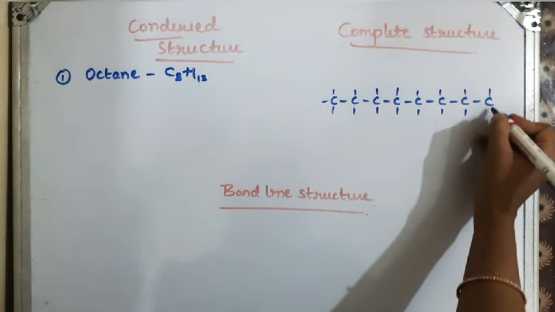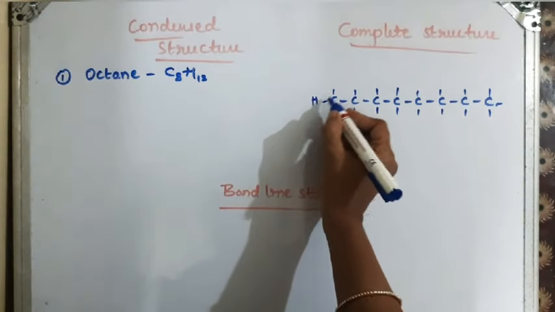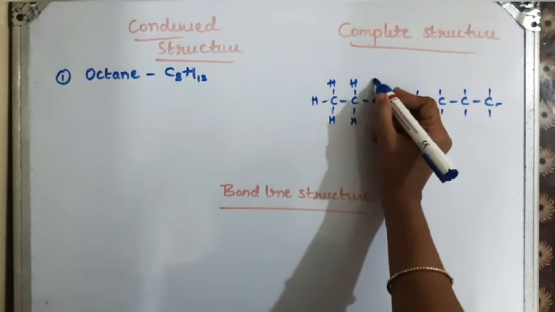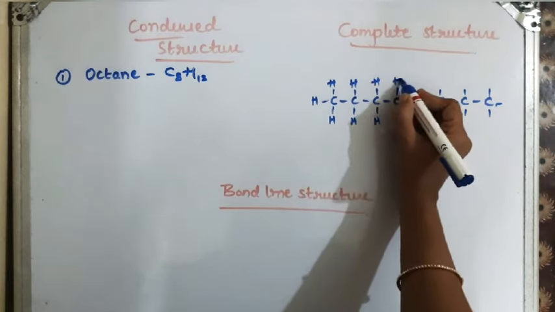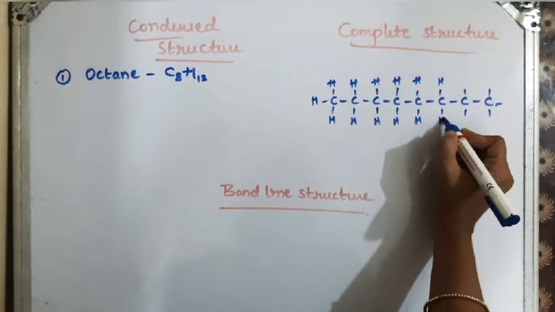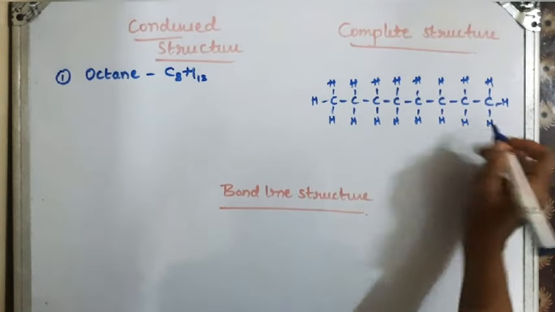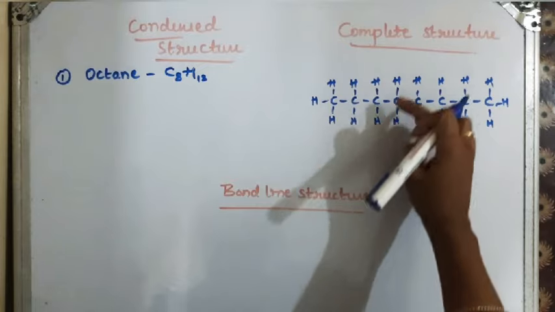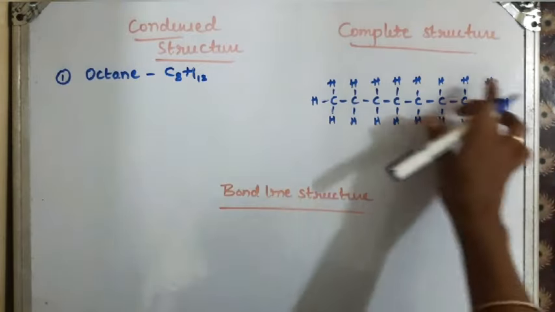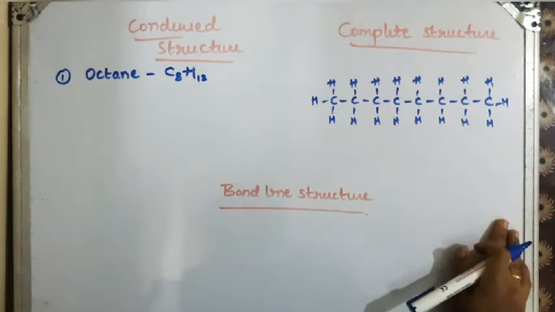And these will be with hydrogen, correct? So I'll satisfy the valency of carbon with hydrogen atoms. So I'll write hydrogen here. Now count how many hydrogens there are in total: 3, 4, 5, 6, 7, 8, 9, 10, 11, 12, 13, 14, 15, 16, 17, 18. So this is the complete structural formula for the octane molecule.